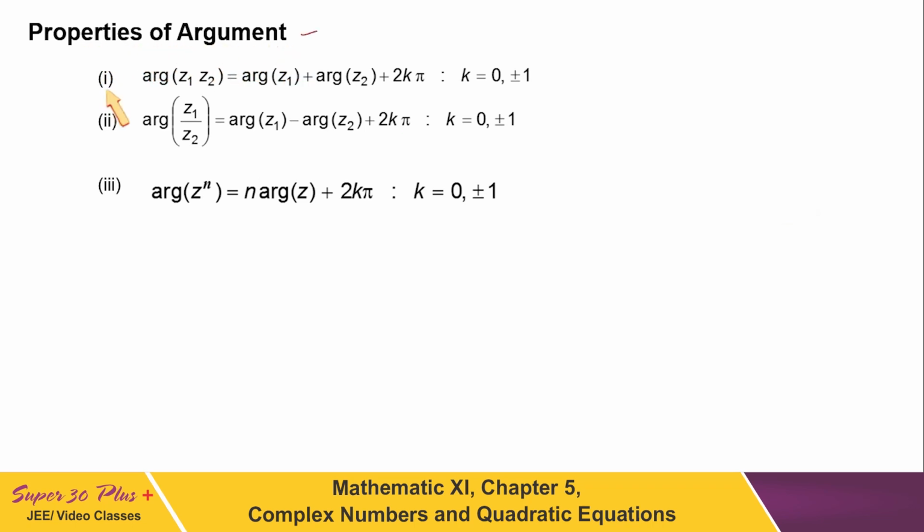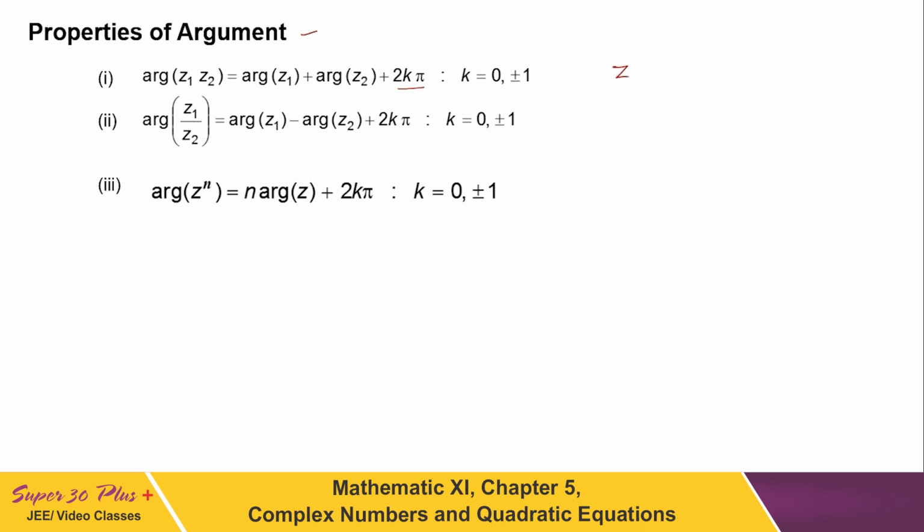Property number 1. Argument of z1 into z2 is equal to argument z1 plus argument z2 plus 2k pi, because 2k pi is the general form. Got it? And principal argument can be obtained by this system. Now students, we are going to understand how this argument comes.